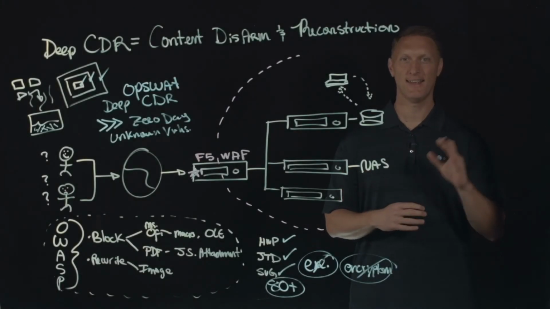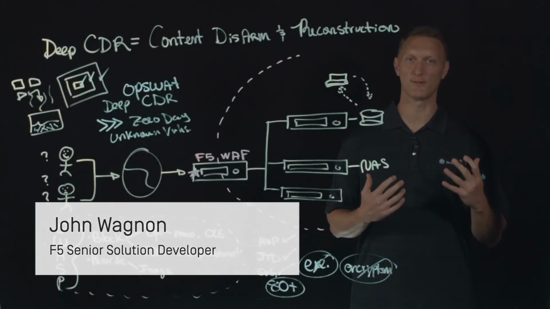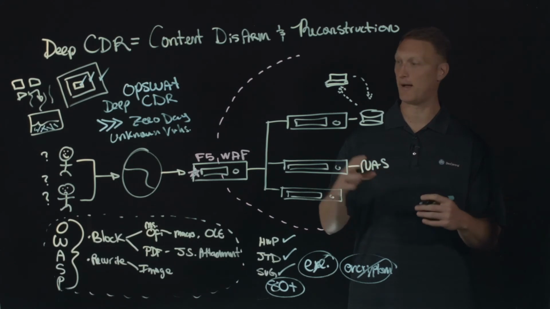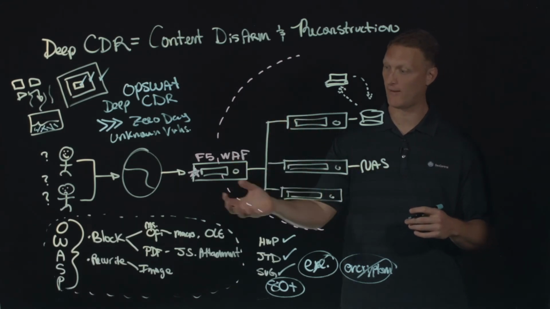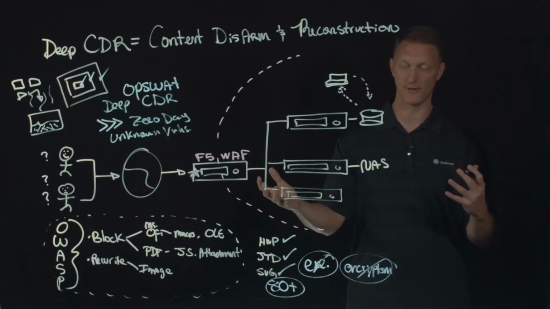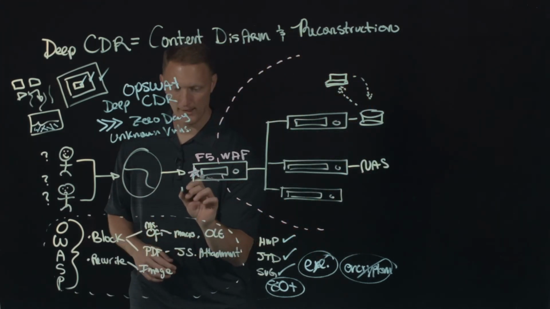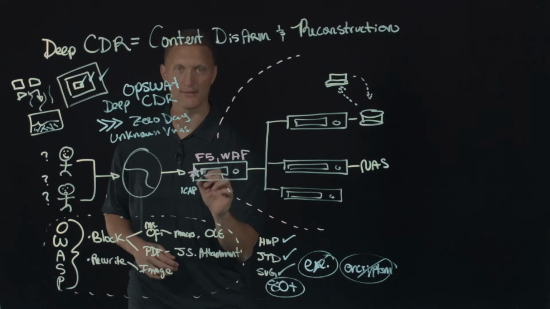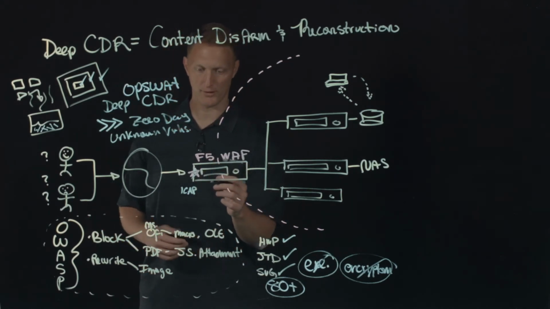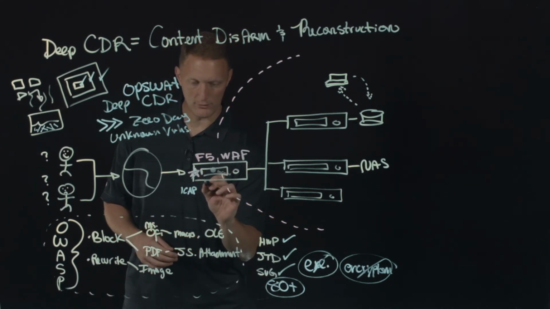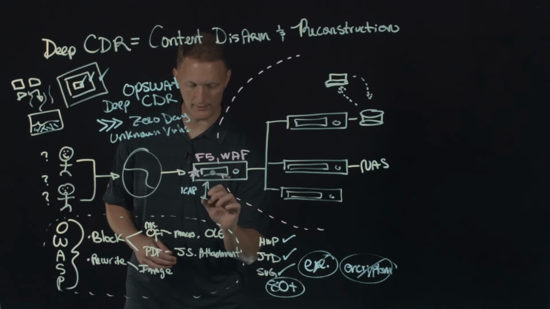Hey, thanks, Laura. Hey, everybody, my name's John. I'm with the F5 DevCentral community, and I wanted to talk to you today about the F5 technology and how it connects to Opswat MetaDefender. So it uses this protocol called ICAP, and that stands for the Internet Content Adaptation Protocol. And that protocol is used to connect the Opswat MetaDefender.